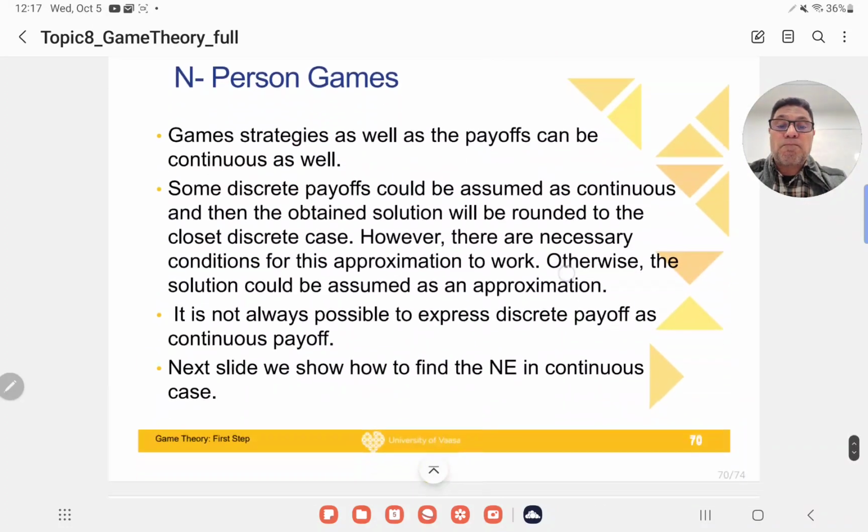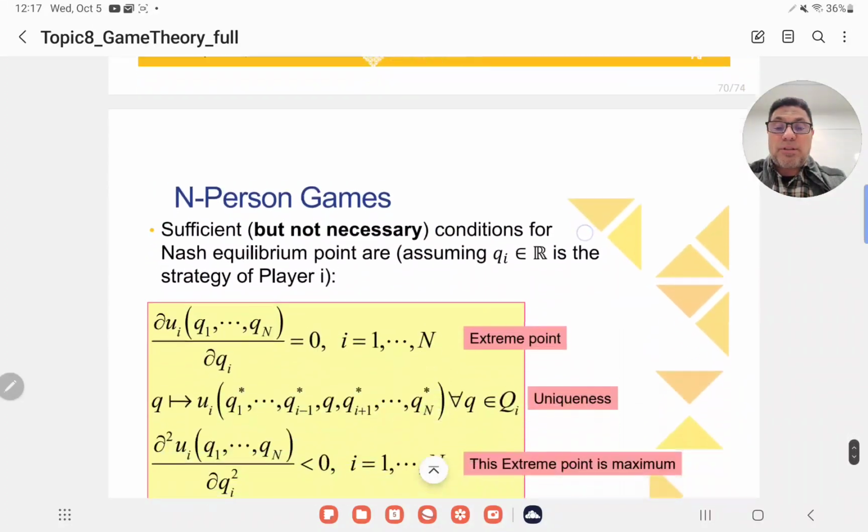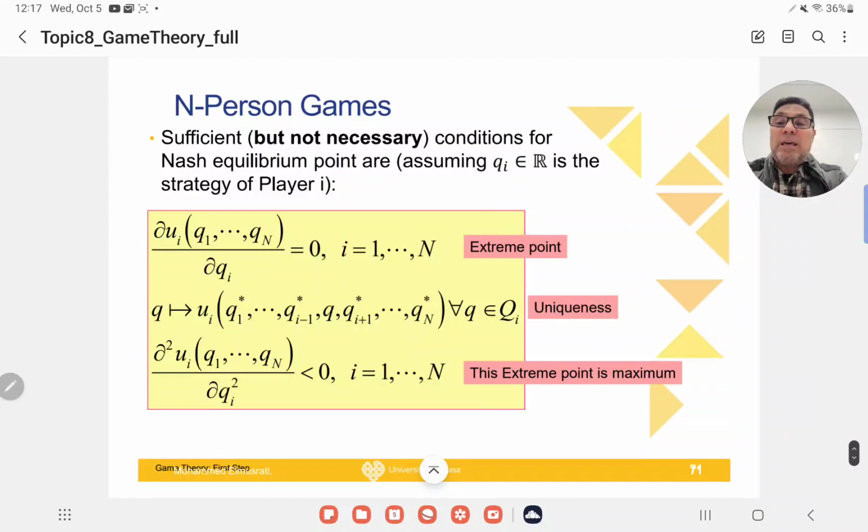Okay, that's all actually about this. Here we show one way to find the solution in case of n-person games. It is a sufficient but not necessary condition for a Nash equilibrium point that the derivative is 0. Remember, in the case of continuous strategies, we can differentiate them.